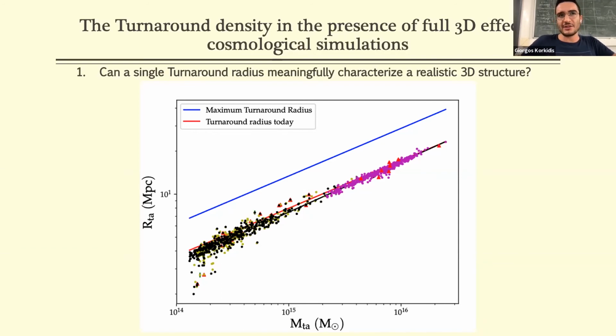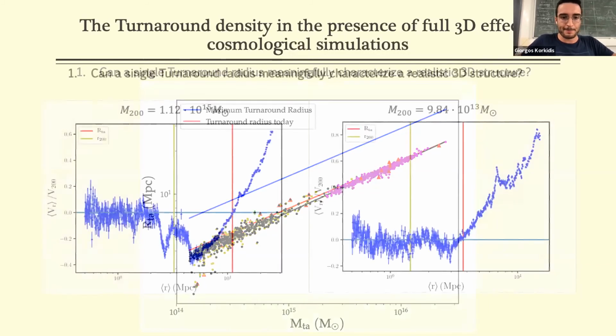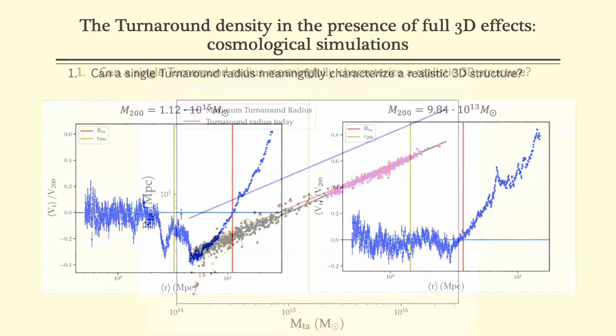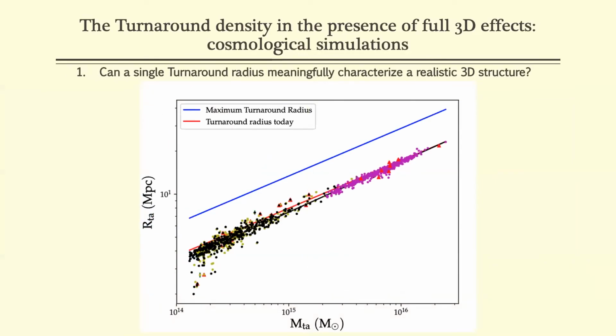I don't know if that answers, but that's how I get the error from the radial velocity profiles. Well, if this is the statistical uncertainty, then in this plot that you just showed, the scatter is driven by some systematic effect, and not due to statistical uncertainty in the measurement of the turnaround radius.